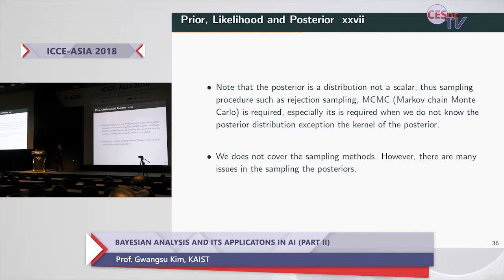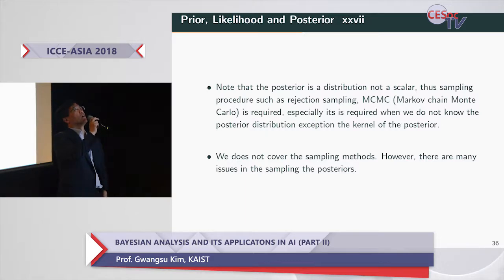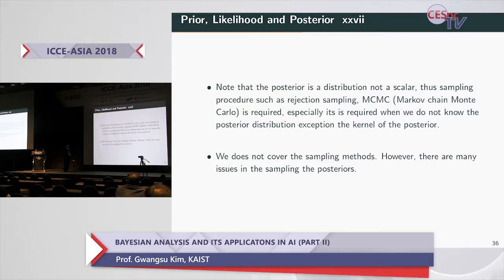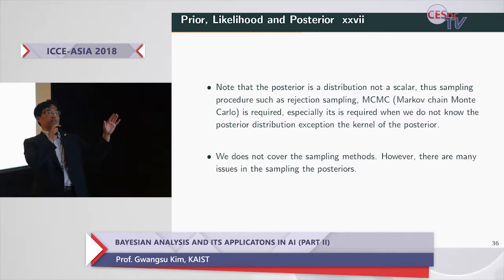Here is some comment about Bayesian sampling. Note that the posterior is a distribution. It's not a scalar. It's a distribution. So a sampling procedure, such as rejection sampling or MCMC, is required, because in Bayesian analysis, we obtain the posterior, and the posterior is a distribution, not a scalar value. Thus, there are many sampling algorithms and sampling schemes for the posterior. In this tutorial, we did not cover the sampling methods, but there are many sampling methods, and there are many issues.